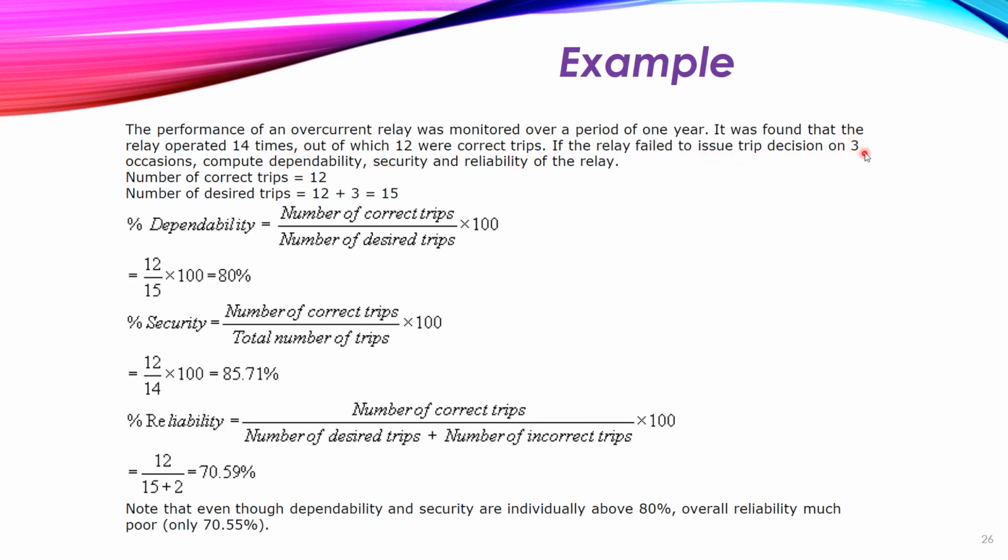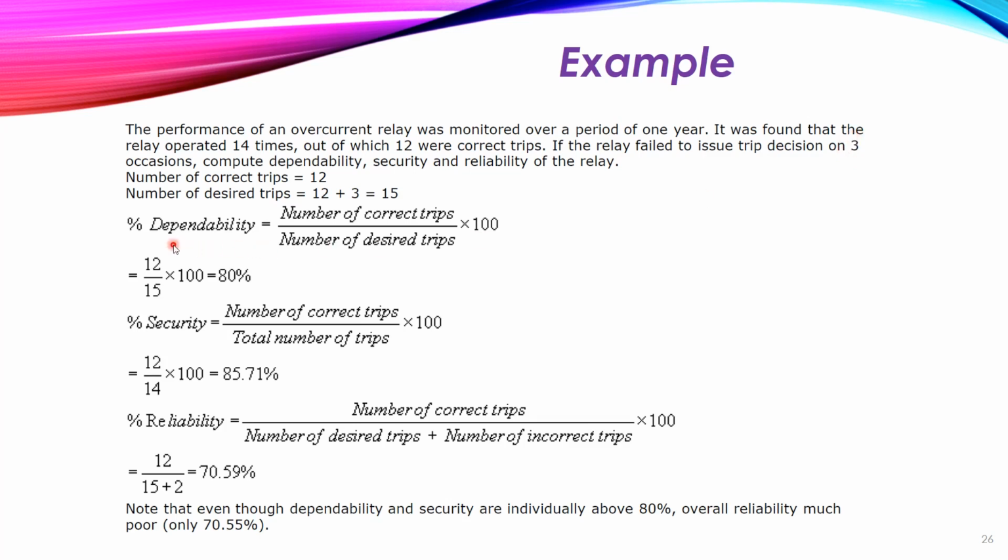If the relay failed to issue a trip decision on 3 occasions, compute the dependability, security, and reliability of the relay. So here there were 3 times where we had faults in our system, but the relay did not operate. So the 3 times is the number of trips at which our relay did not operate, but it should have tripped.